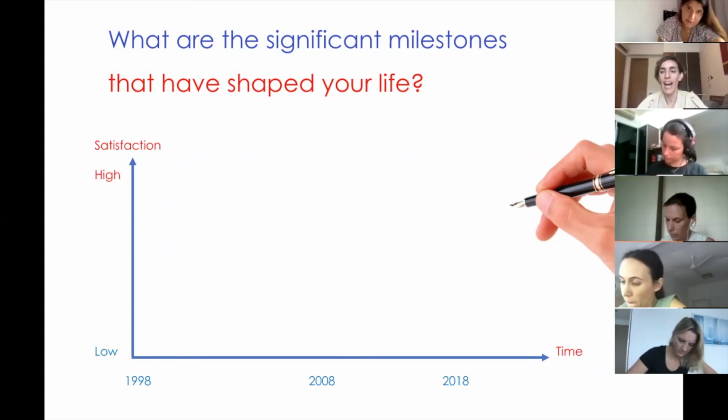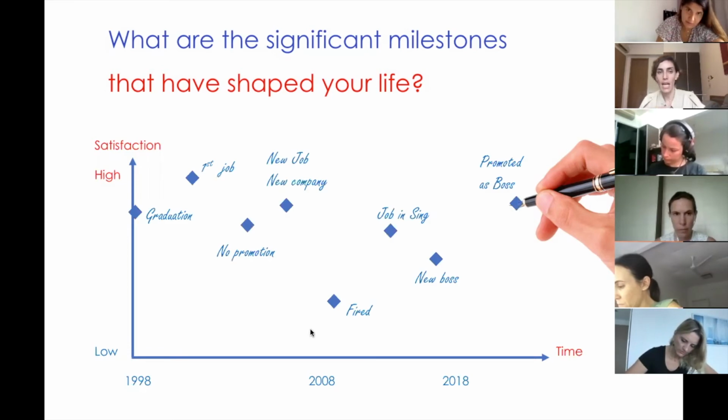And now I'm going to ask you to identify key milestones in your life. It can be in your personal, professional life, as you like, okay? So what are the key milestones in your life, and how would you rate your level of satisfaction for each of those milestones? Let me show you an example.